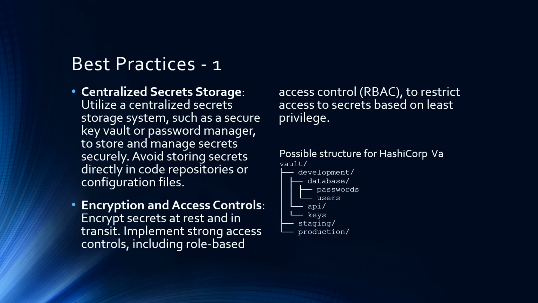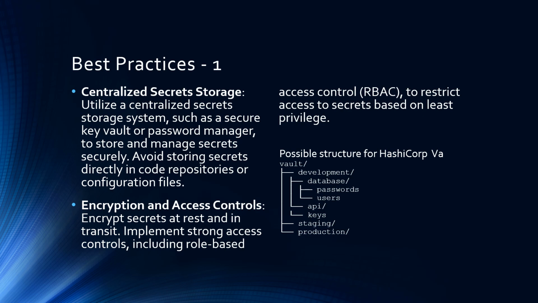Let's dive into the first set of crucial best practices for secrets management in CI/CD pipelines. Centralized secret storage is fundamental to maintaining security and control. Think of it as having a single source of truth for all your sensitive information. Instead of having secrets scattered across different configuration files, repositories, or servers, centralize them in a secure vault. For example, if you're using HashiCorp Vault, you might structure your secrets like shown here. This hierarchical structure makes it easier to manage access control and audit usage.